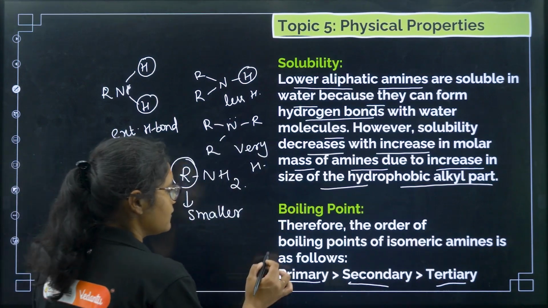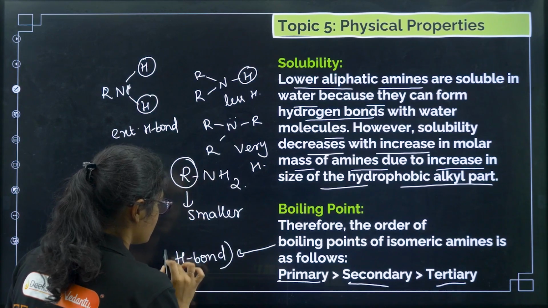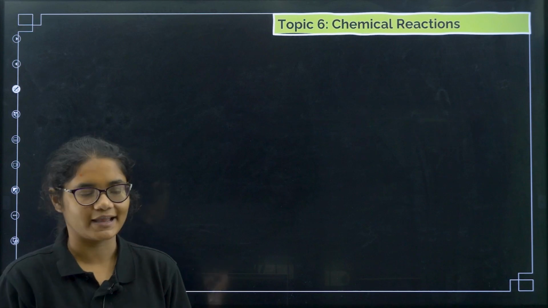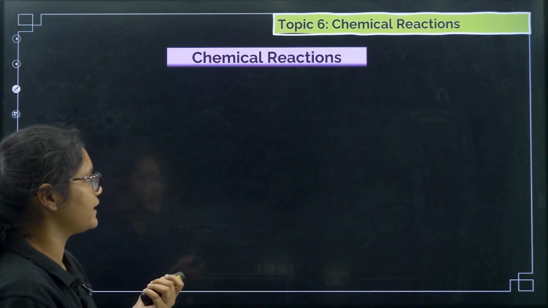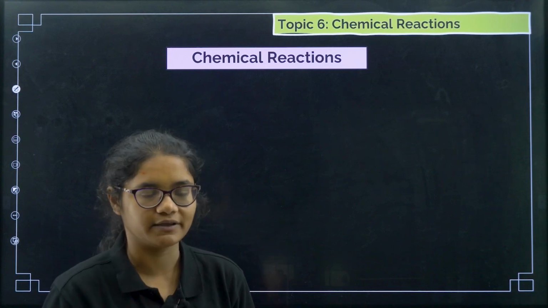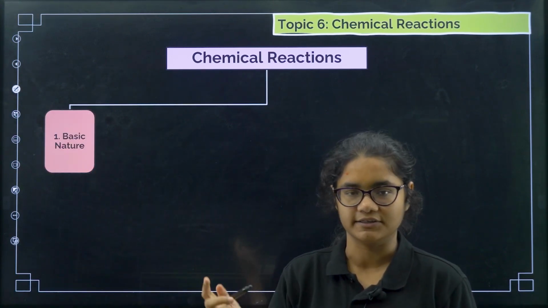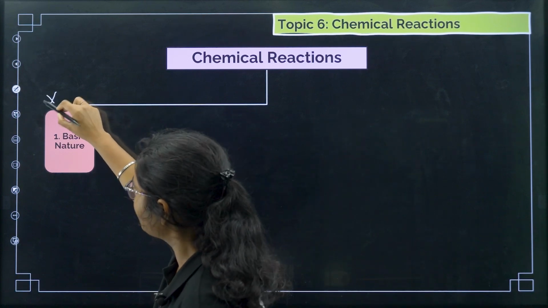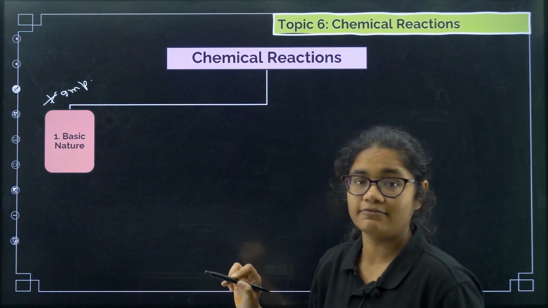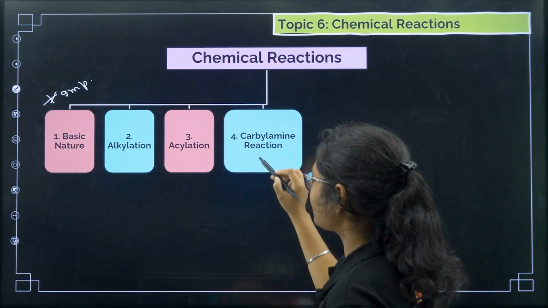This is because of what? This is because of hydrogen bonding. Okay, fine. Now coming to the next one, that is your chemical reactions. In chemical reactions, as I told you, we are going to study a total of 7 reactions or properties. The first one is your basic nature. This is a very important topic. Next we have alkylation, next acylation, fourth the carbylamine reaction.